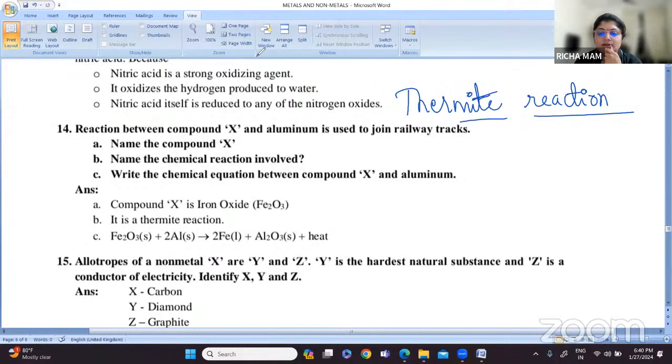So in joining the railway tracks, we are using this thermite reaction. What is the compound X? It is Fe2O3. So compound X is iron oxide. Fine. What is the compound X? It is iron oxide.